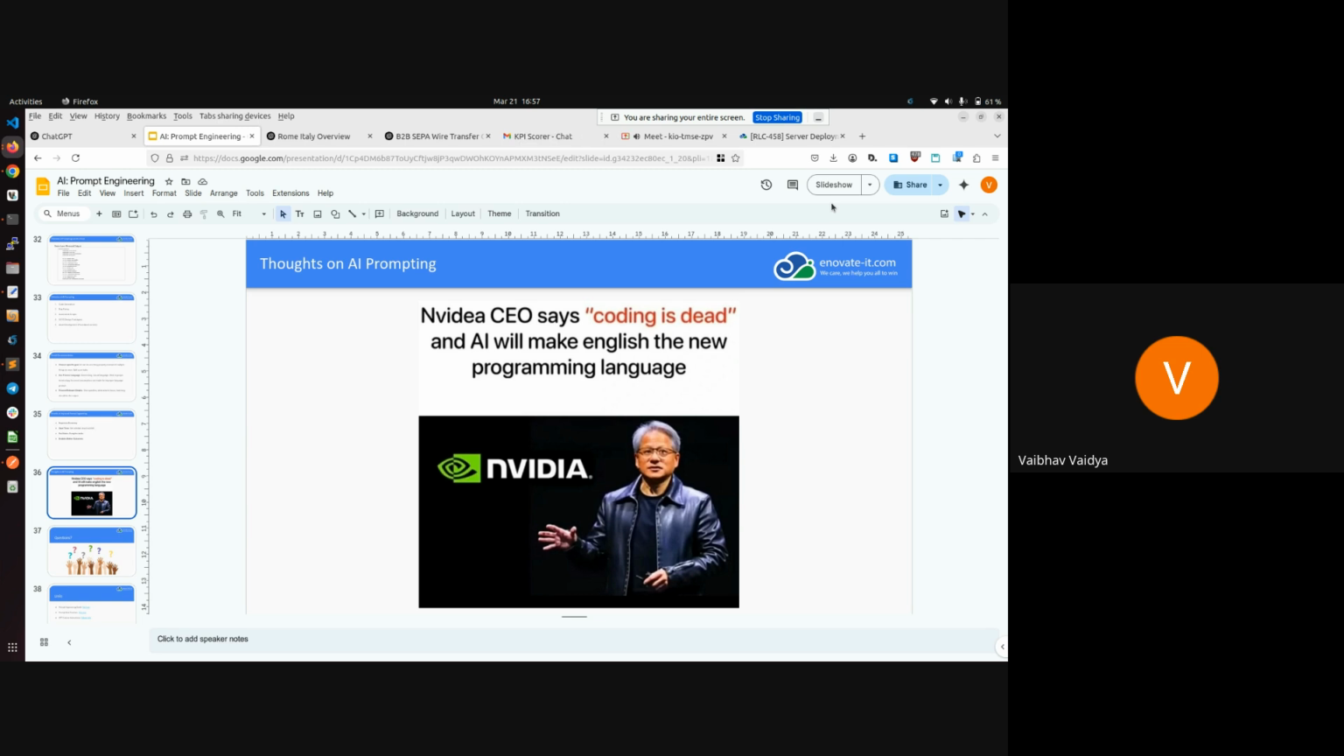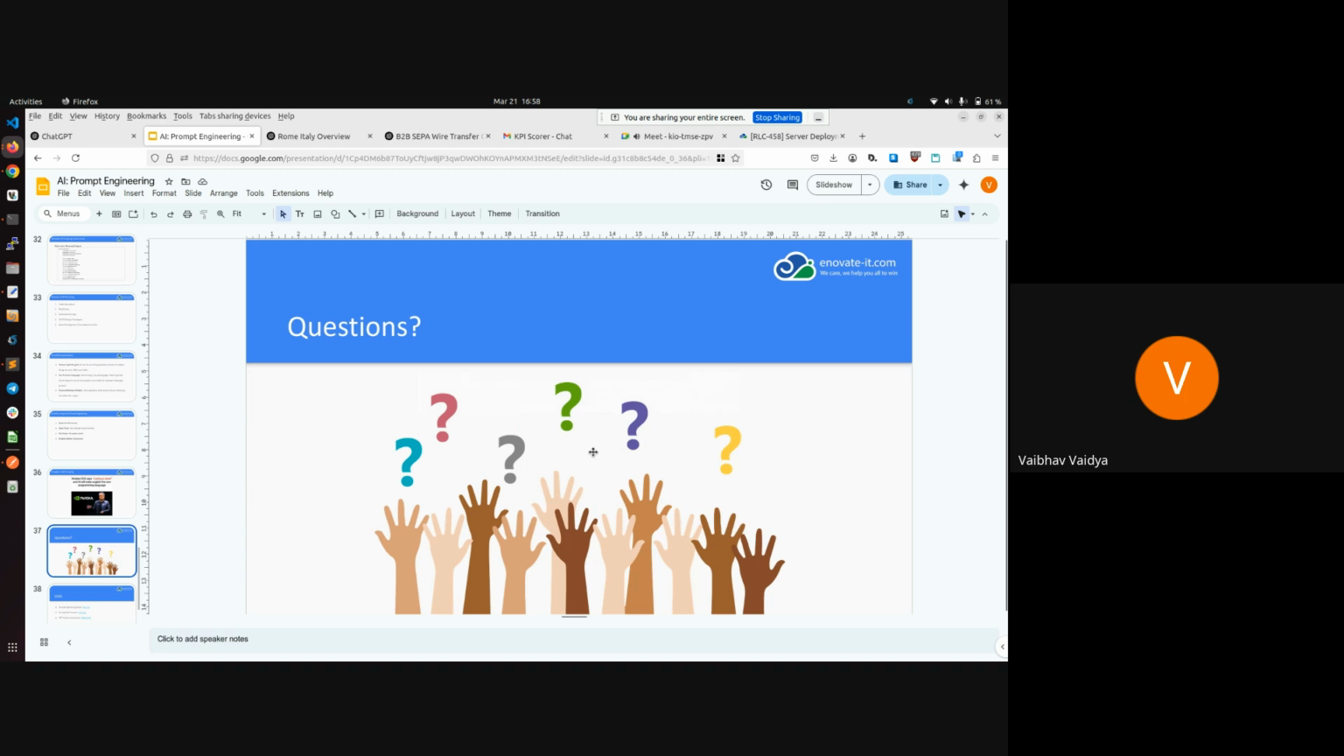Even if coding isn't completely dead, I think hand in hand, it will make a difference. It will increase the integration speed. It will increase the way we are resolving bugs. It will increase the way we are generating stuff. So yes, prompting is a necessity as we go ahead. Okay, and finally, any questions from the team?